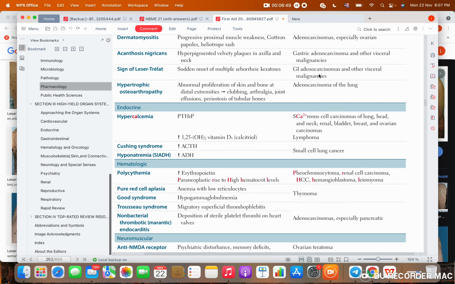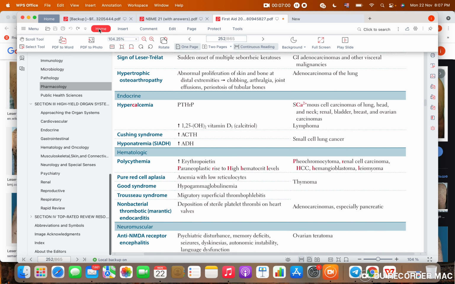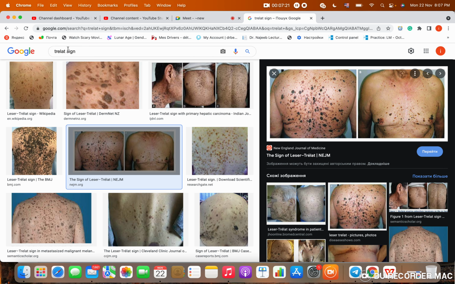Okay, so GI adenocarcinoma, other visceral malignancy can lead to it as well. Now, the hypertrophic osteoarthropathy. These patients will be suffering from clubbing of the fingers, and most likely it's due to lung cancer. And they write it's an abnormal proliferation of skin and bone at distal extremities. So the patient will have clubbing, arthralgia, joint effusion, periostosis of tubular bone.